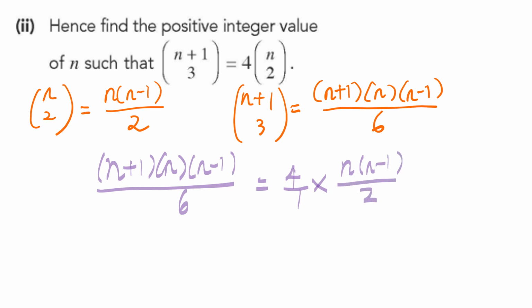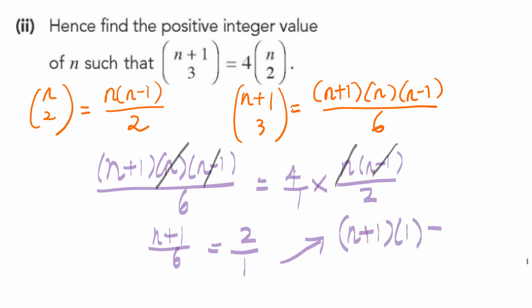Alright, we can do some simplification here. What is the simplification we can do here? We can divide both sides by n, so the n will go off. We can divide both sides by n minus 1, so n minus 1 goes off. If you simplify further, you're left with (n+1) over 6. 4 divided by 2 is 2, and 2 is 2 over 1, so we can just do a simple cross multiply. That gives you n plus 1 equals 12, and n equals 11. Right? That's how you solve problems involving the combinations formula.